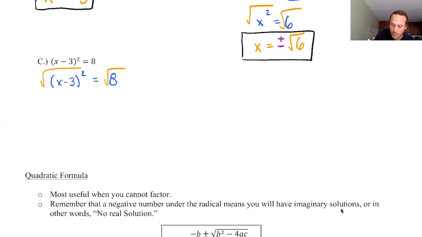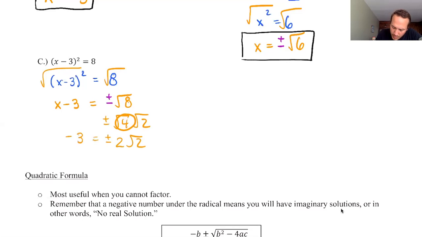And if I square root both sides, when you square root a square, you're left with just what's on the inside. When you square root radical 8, you're left with plus or minus radical 8. Radical 8 we do know simplifies though. So we're going to simplify radical 8 to plus or minus rad 4, rad 2. Radical 4 is perfect, so this is going to be plus or minus 2 rad 2. And now I'm going to bring down the rest.